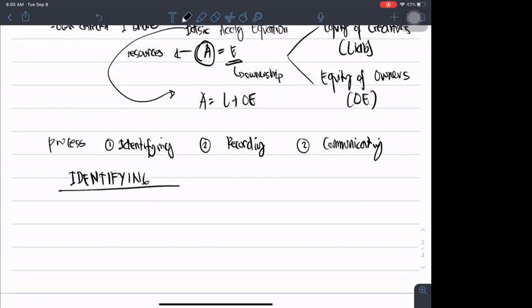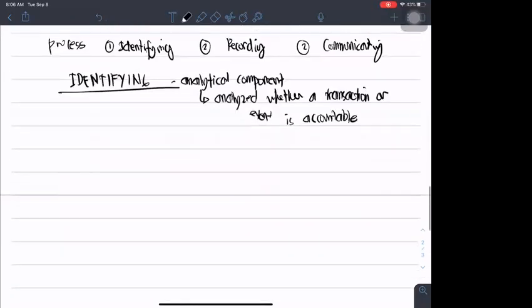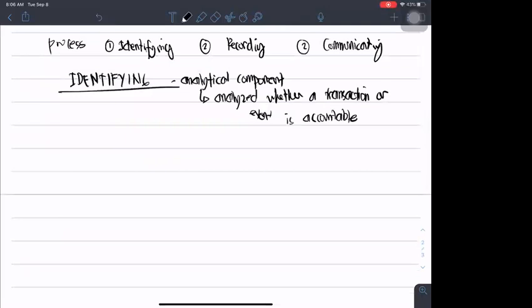So we start first with the process of identifying. So identifying is known as your analytical component. Why is it known as your analytical component? It is known as your analytical component because we are to analyze whether a transaction or event is accountable. Okay, so identifying is the analytical component because we analyze whether a transaction or event is accountable.